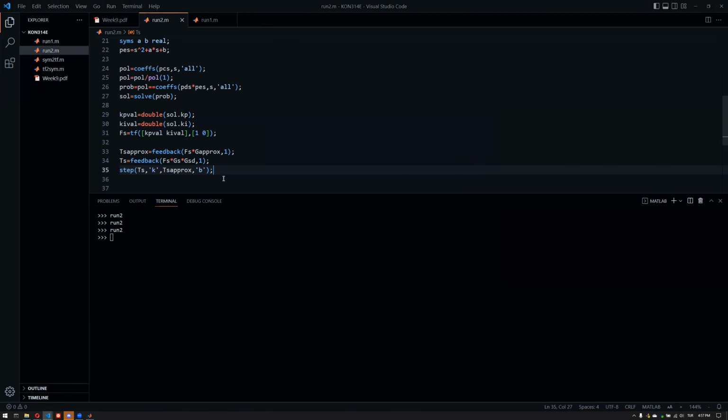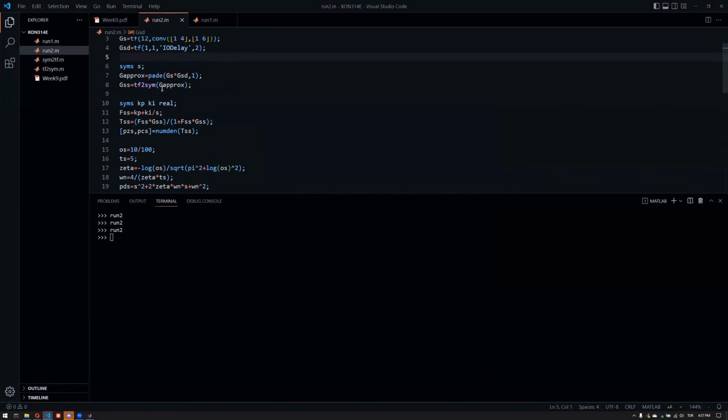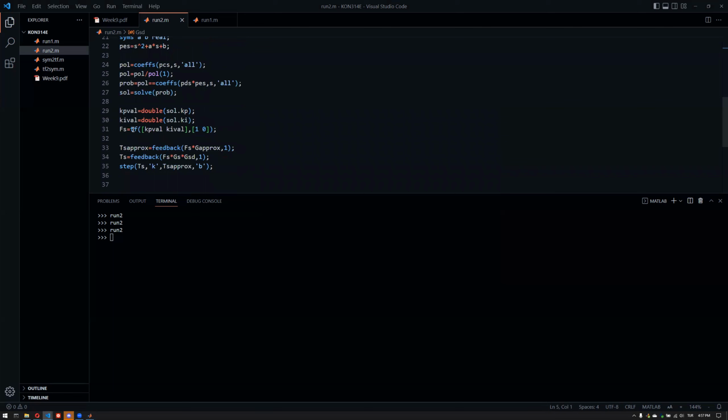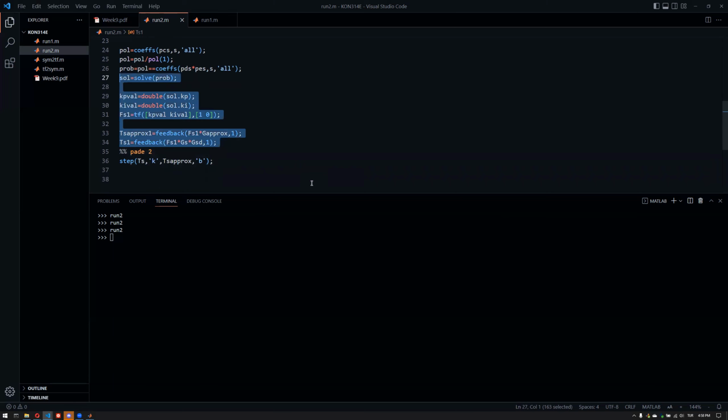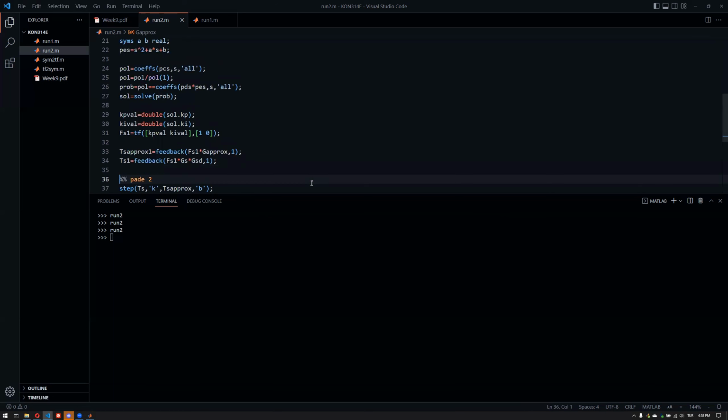Let's see if the second order approximation helps us out a little bit better. So let me just copy and paste stuff here. Let's call this FS1, TS-approx1, FS1, TS1. So this is the first order approximation, and this should be it, basically. Let's have the second order Padé approximation here and copy and paste the stuff. I guess this should be good to go.